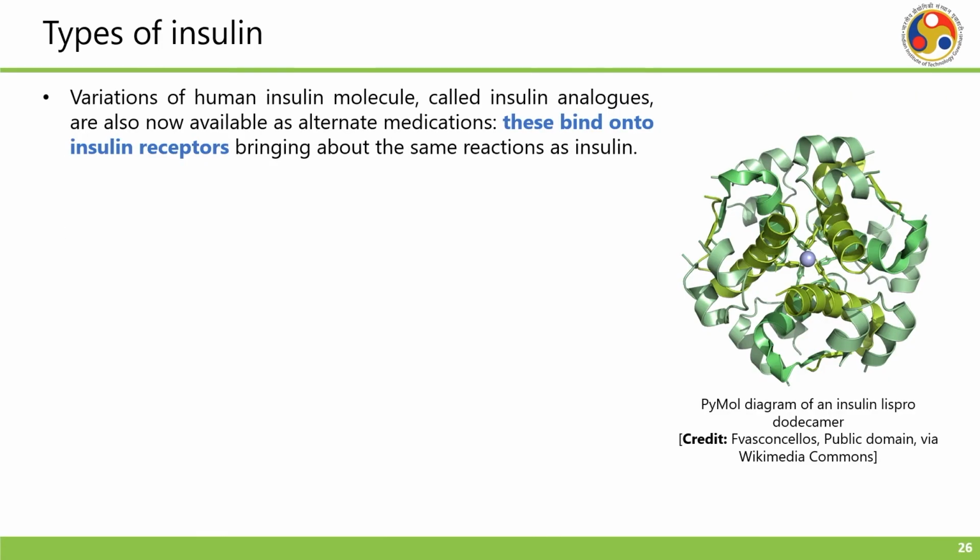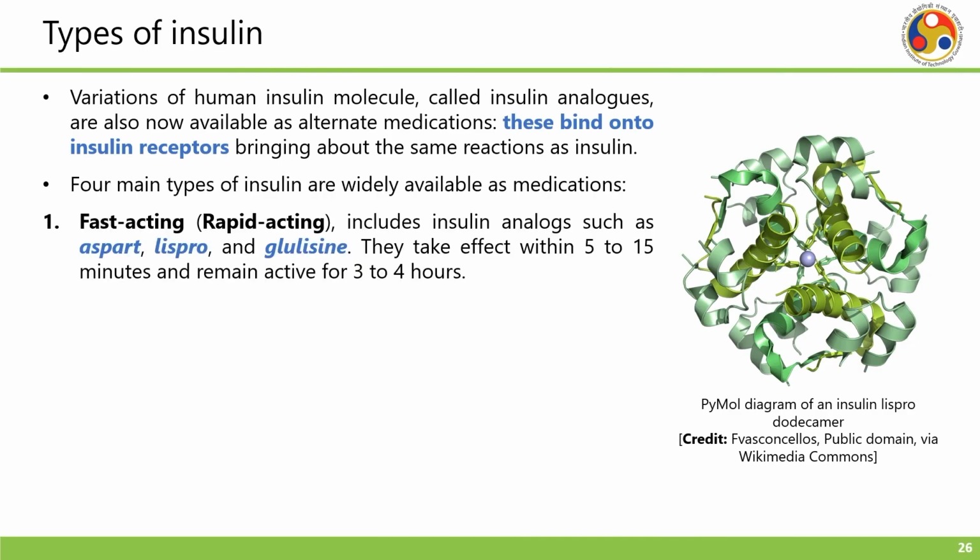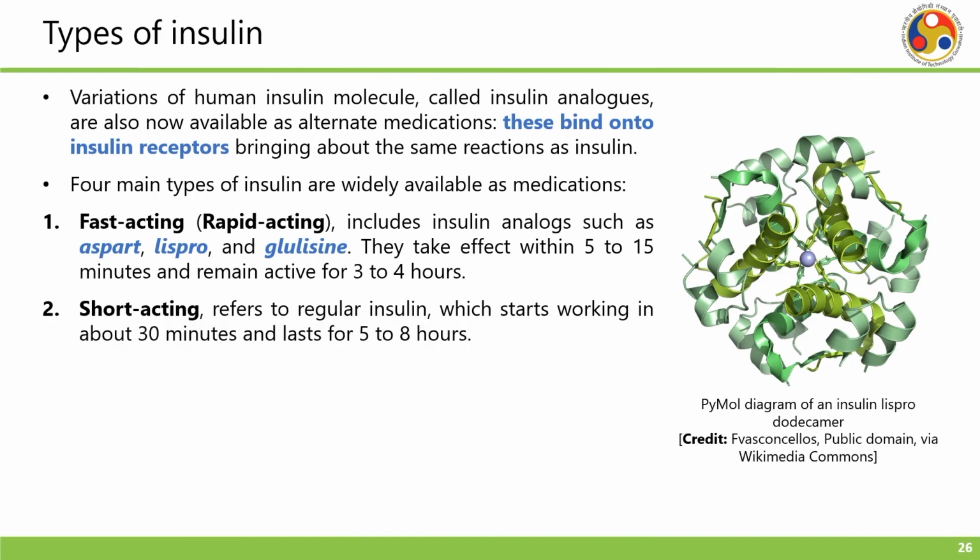We have various types of insulin. Variations of human insulin molecule called insulin analogs are also now available as alternate medications. Those bind onto insulin receptors, bringing about the same reactions as insulin. Four main types of insulin are widely available as medications. Number one is the fast acting or rapid acting, that includes insulin analogs such as Aspart, Lispro, and Glulisine. They take effect within 5 to 15 minutes and remain active for 3 to 4 hours.